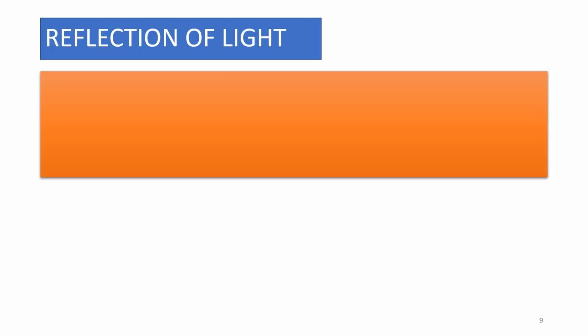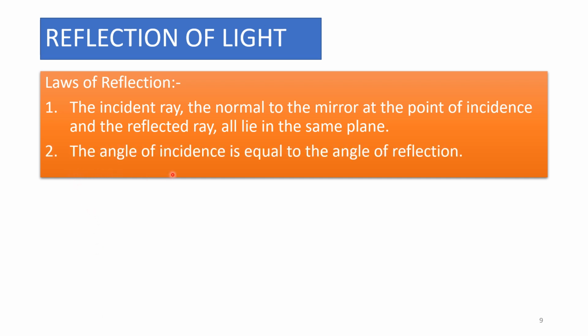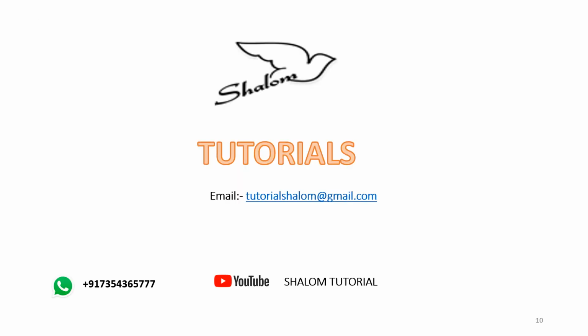In conclusion, let me one more time state the laws of reflection. The incident ray, the normal to the mirror at the point of incidence, and the reflected ray, they all lie in the same plane, and the angle of incidence is equal to the angle of reflection. I trust that you have all comprehended the laws of reflection well.